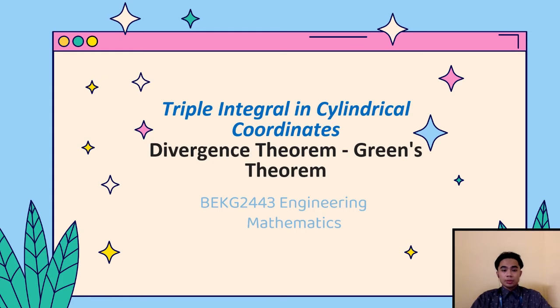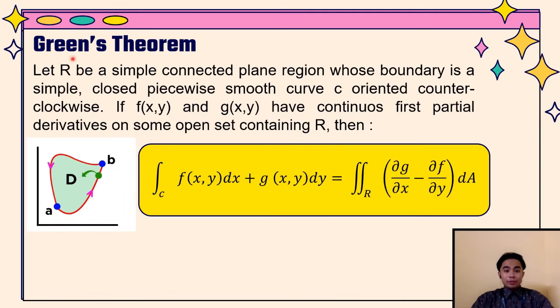Today's class, we will discuss triple integral in cylindrical coordinates, which is divergence and Green's theorem. First of all, for Green's theorem, let R be a simply connected plane region whose boundary is a simple closed piecewise smooth curve C oriented counterclockwise. If f(x,y) and g(x,y) have continuous first partial derivatives on some open set containing R, then the line integral over C of f(x,y) dx plus g(x,y) dy, we can solve that as a double integral over R dA of the derivative of g with respect to x minus the derivative of f with respect to y.